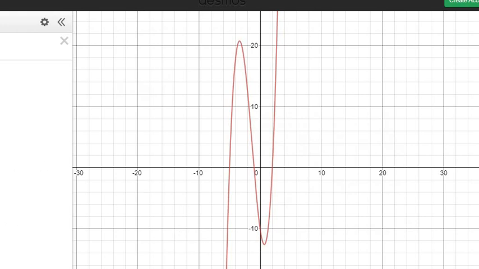Don't believe me? There you go. Here is what the graph looks like. We can see it crosses here at negative 5, negative 1, and positive 1. So we have our 3 roots there.